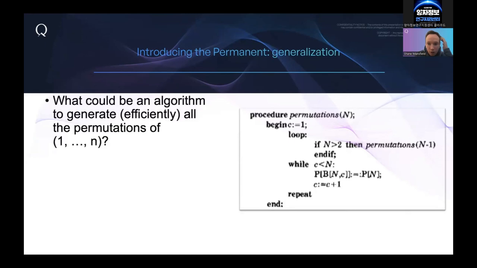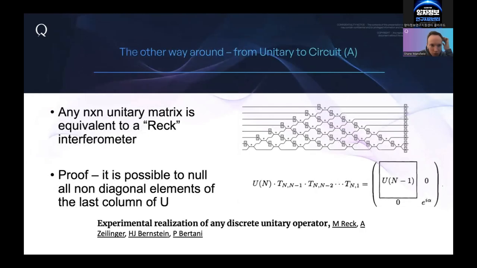And then we can go to the generalization. So you can try to think a little bit about what algorithms could allow you to generate all of the permutations and then work out all of the different permanents associated with different input and output states. So here again is an exercise to think about, but also with a tip for the right algorithm.